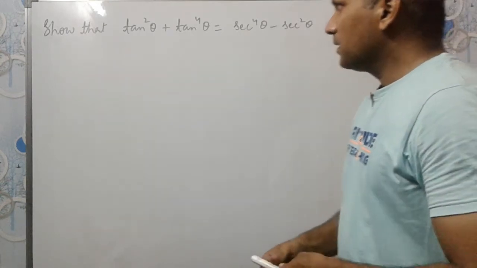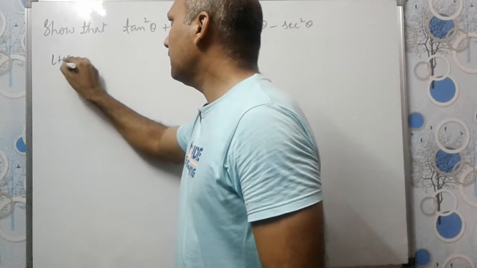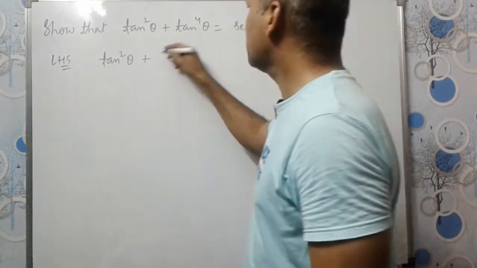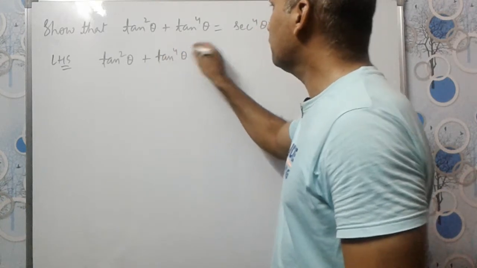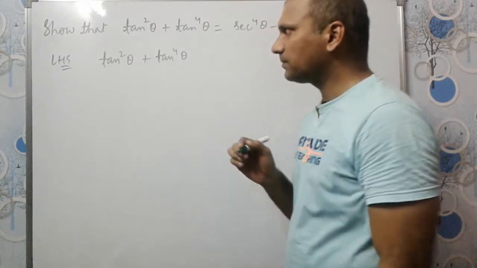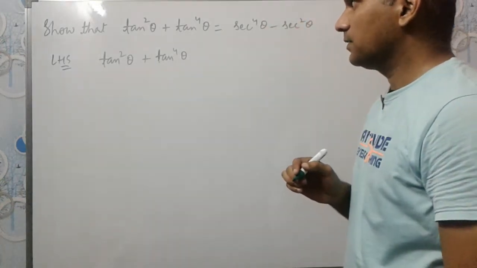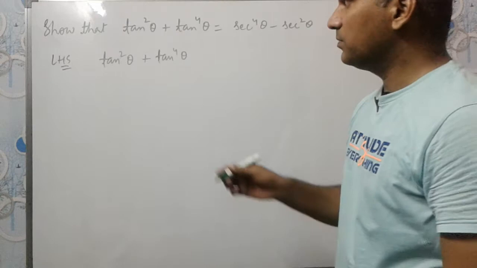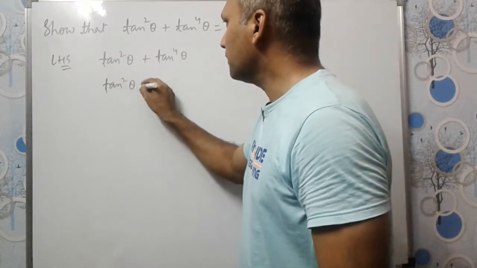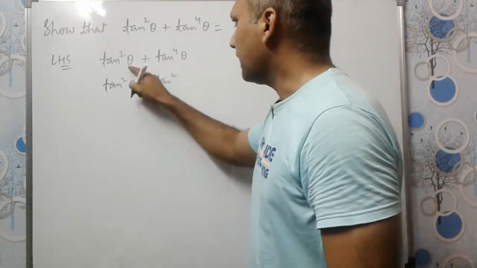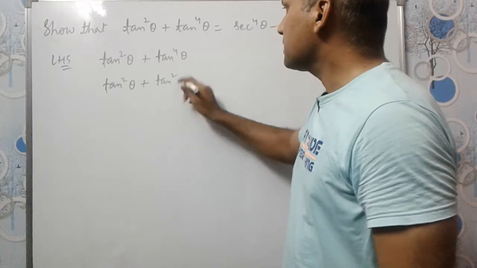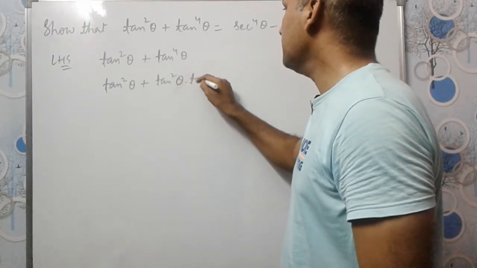Alright, let us take LHS first. Tan square theta plus tan power 4 theta. What can we take common from these two terms? We can take tan square theta. If it is confusing, let us write tan power 4 as tan square theta multiplied by tan square theta.